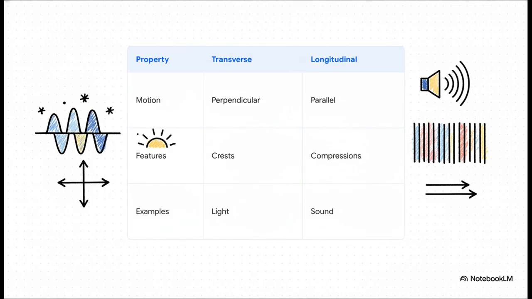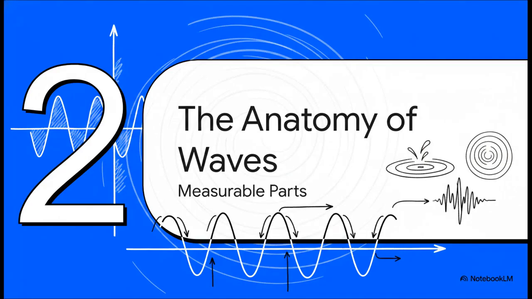To wrap up this foundational concept, here's a classic IGCSE checkpoint summary table. Honestly, take a mental snapshot of this right now, because examiners frequently ask you to reproduce this exact table of differences. Remember, transverse is perpendicular, features crests and troughs, and includes light waves. Longitudinal is parallel, features compressions and rarefactions, and includes sound waves. Got it? Awesome. Moving on to Section 2, the anatomy of waves.